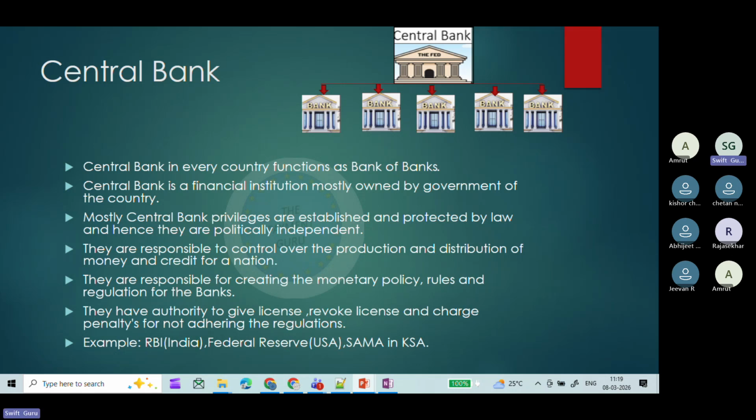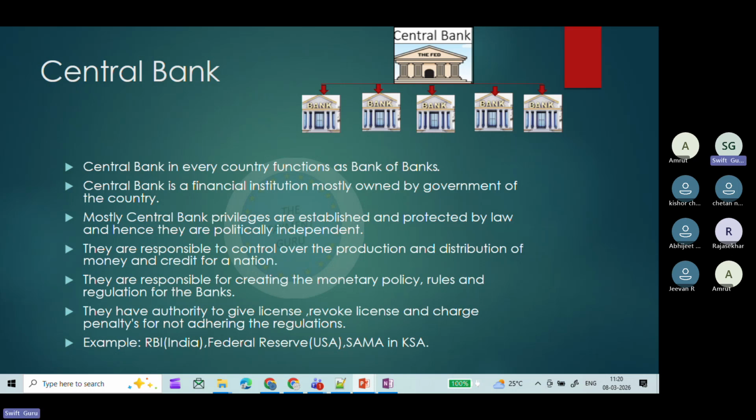They have authority to give licenses, revoke licenses, and charge penalties for not adhering to the rules. Time and again, the central banks do a surprise audit of the banks, and if they are found suspicious, or the rules which they have listed are not adhered to, then they would be penalized. And in the worst case, they have the supreme authority to revoke the license of the respective bank within the country. Every country will have a central bank. The name might vary from one country to another, but the objective remains the same.